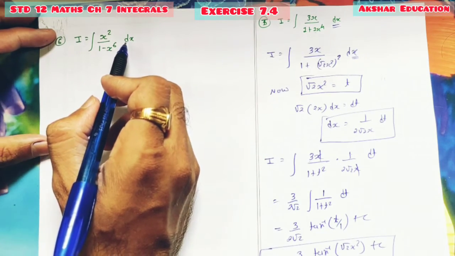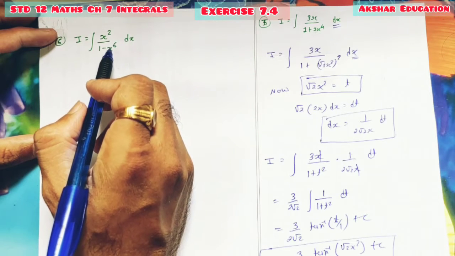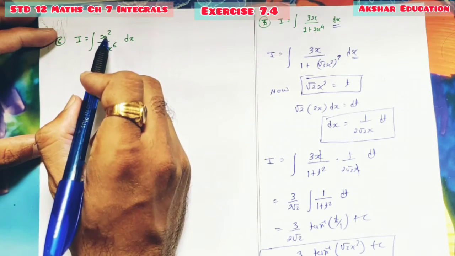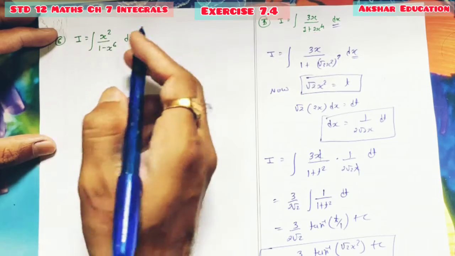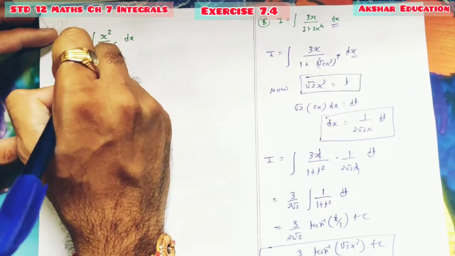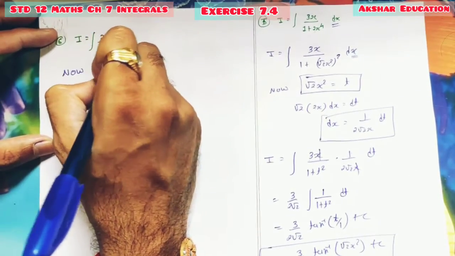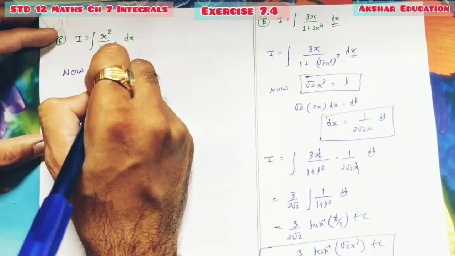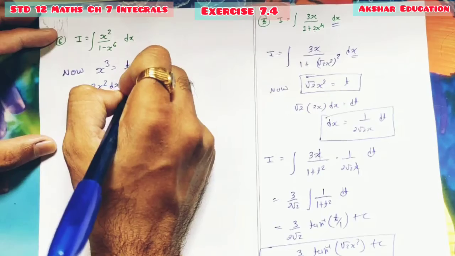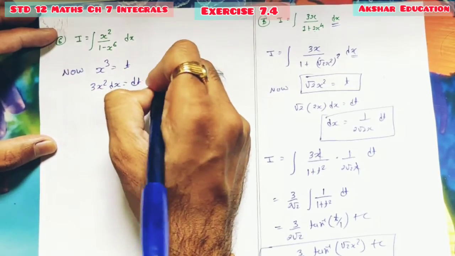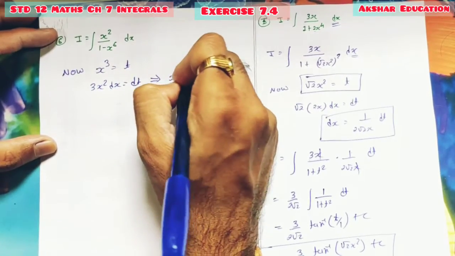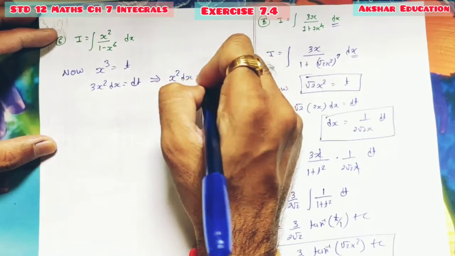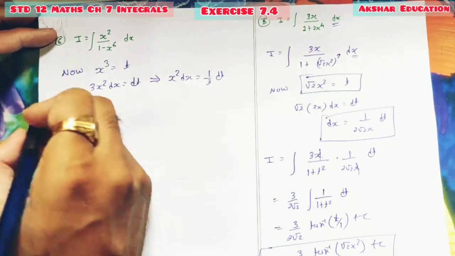Question number 6. So here for the sixth sum, integration of x square upon 1 minus x raised to 6 dx is there. So if we take x cube equal to t, then we can get this x square power. So now substituting x cube equal to t, this will be 3x square dx equal to dt, and therefore we can replace x square dx, which is our numerator, as 1 upon 3 dt.